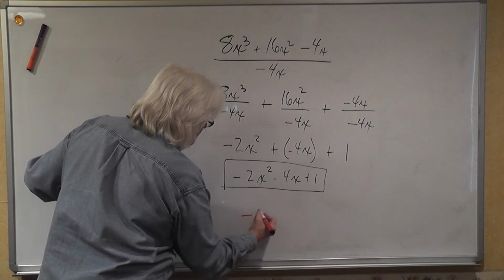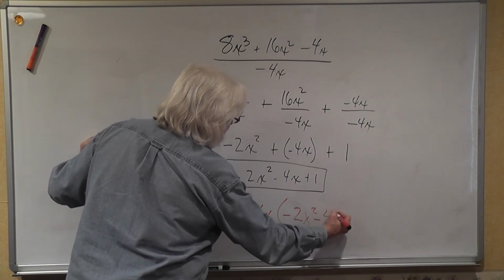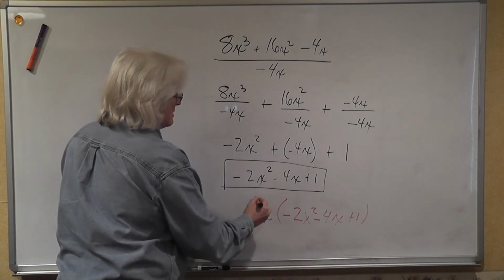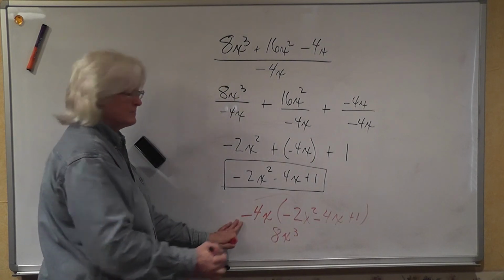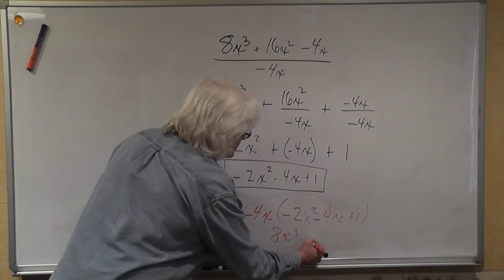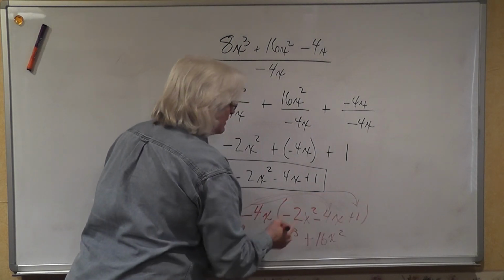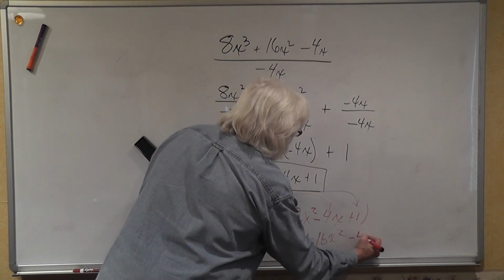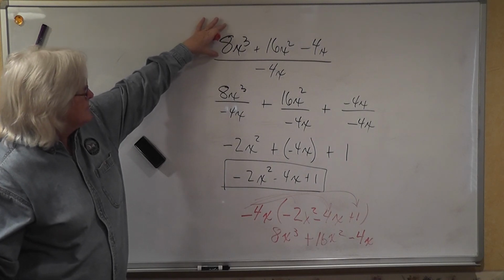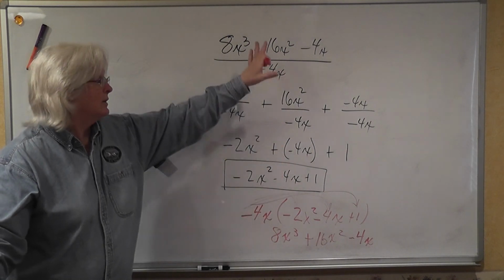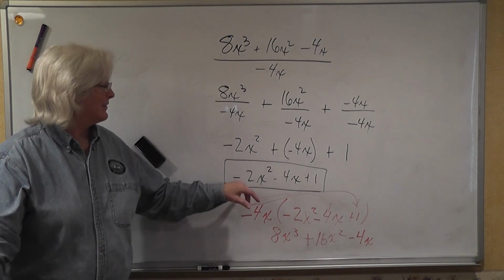We have negative 4x times the quantity negative 2x squared minus 4x plus 1. Negative 4x times the negative 2x squared gives us a positive 8x cubed. Negative 4x times a negative 4x gives us a positive 16x squared. Our last product, negative 4x times a positive 1, gives us a negative 4x. Did we solve our problem correctly? Our original dividend, 8x cubed plus 16x squared minus 4x, is what we got when we multiplied those two together. So our check verified that we did our division properly.